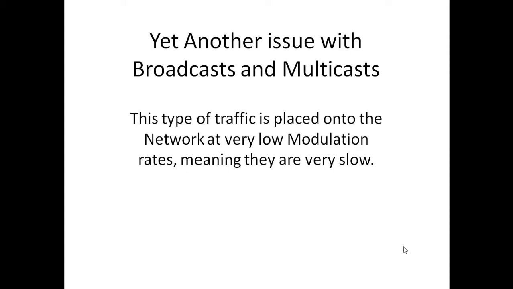Now, the other problem with broadcast and multicast is the traffic. This type of traffic is actually low modulation rates. It's really slow traffic. It's designed to be robust, so it's kind of slow. So that type of traffic on your network will affect other stations on that network, right? So that is one of the issues. You see I labeled it yet another issue.